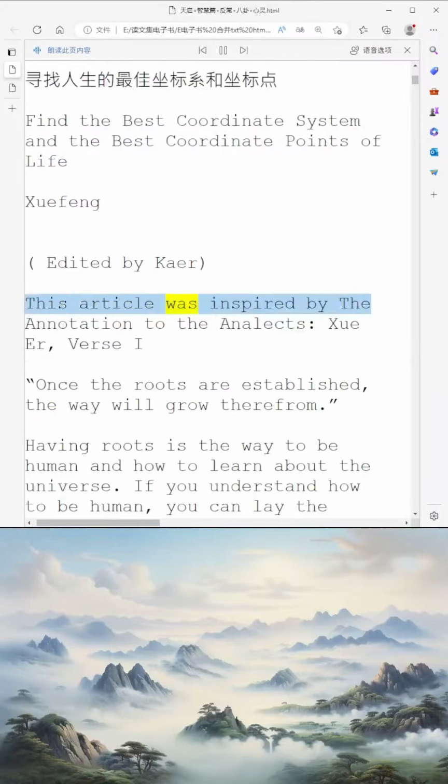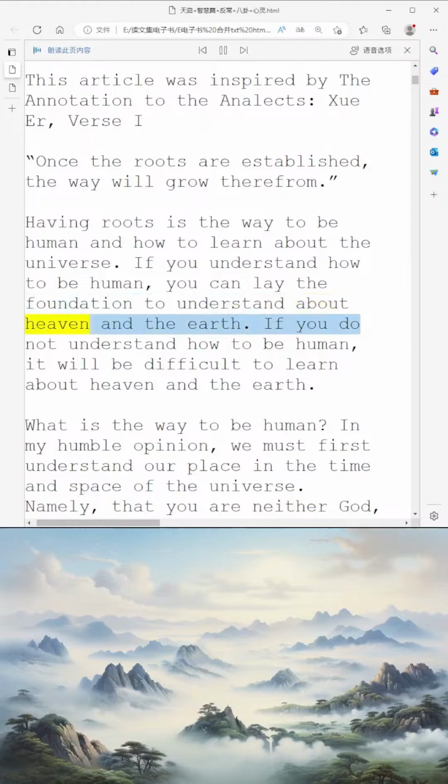Xiefeng. This article was inspired by the annotation to the Analects, Shui Er, verse I. Once the roots are established, the way will grow therefrom. Having roots is the way to be human and how to learn about the universe. If you understand how to be human, you can lay the foundation to understand about heaven and the earth. If you do not understand how to be human, it will be difficult to learn about heaven and the earth.